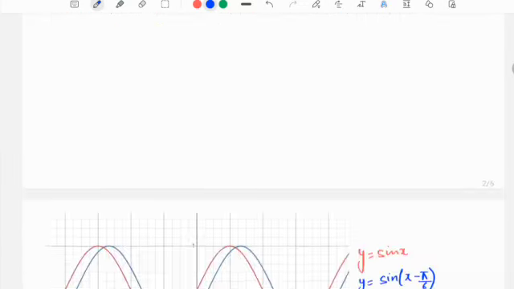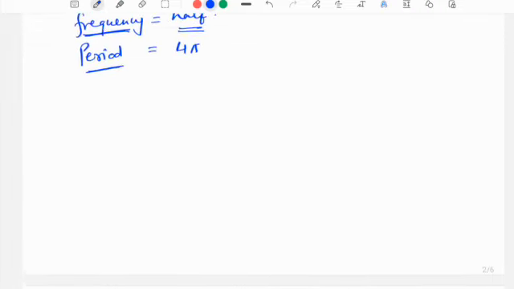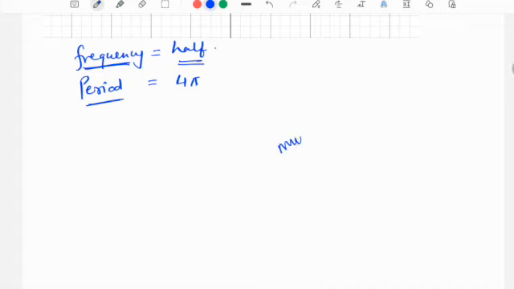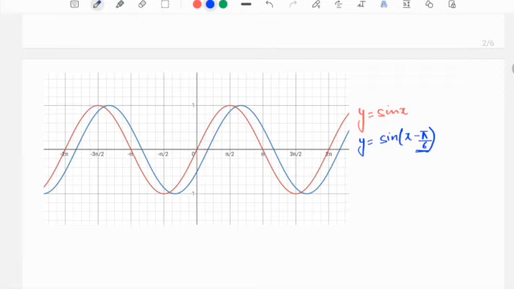All right, next one we go to is when we subtract an angle. So there we were multiplying and dividing. So previously in the period and frequency we were multiplying or dividing the angle. Okay, now we are adding or subtracting. So when we subtract an angle, what happens? All right, so when we subtract an angle, it moves to either the right side or the left side. So it moves either here or here.